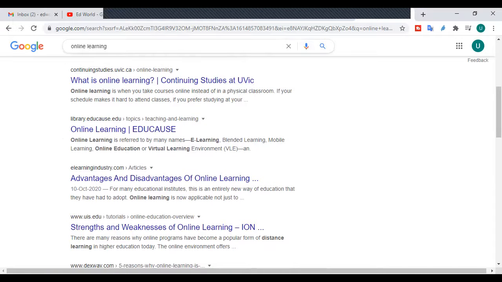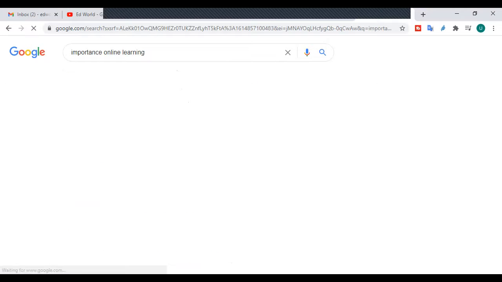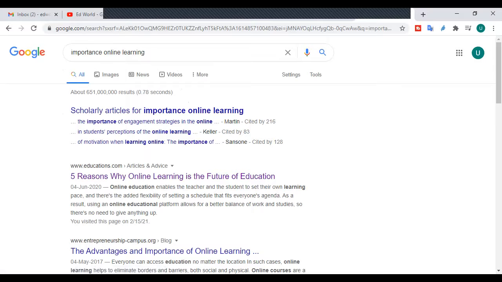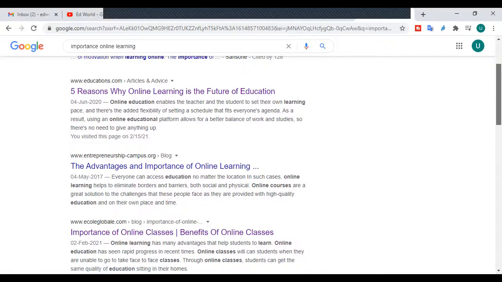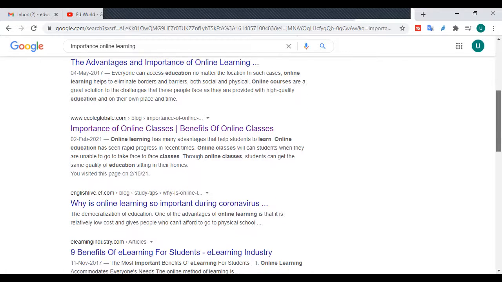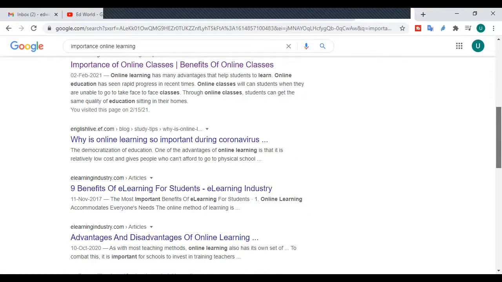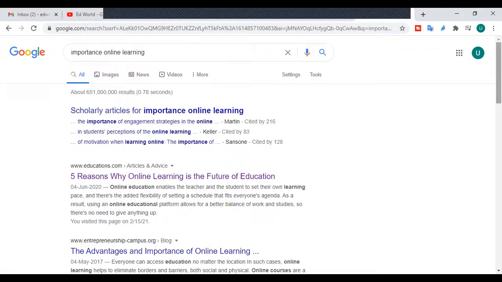Now let's say I type particularly the importance of online learning. Now look at this. Do we have the results that we want? Advantage and importance of online learning, importance of online classes, why is online learning so important, 9 benefits of e-learning, advantage and disadvantage. Can you see the difference between both of these searches?